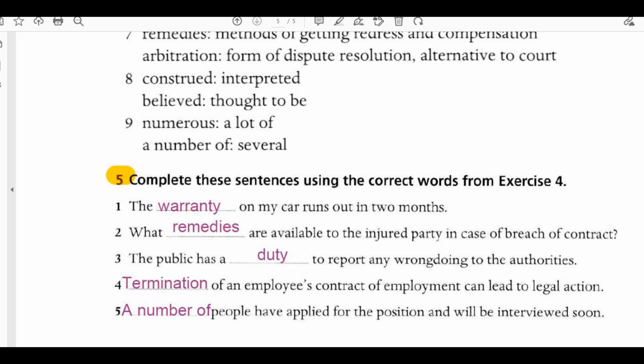To the injured party in the case of breach of contract. The public has a duty to report any wrongdoing to the authorities. Forced termination of an employee's contract of employment can lead to legal action. And the fifth, a number of people have applied for the position and will be interviewed soon.